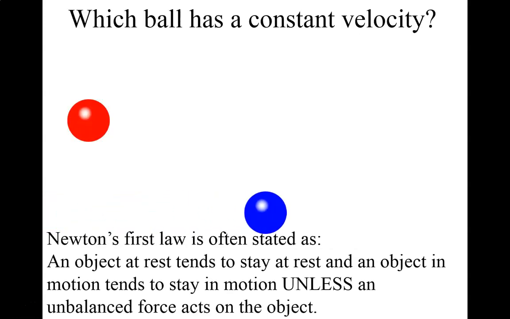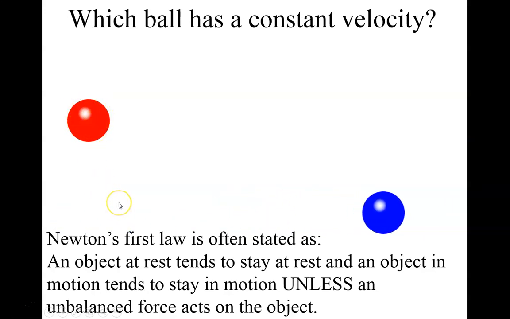So which of these objects has a constant velocity? Does the red ball have a constant velocity? Is its velocity changing? No, its velocity is 0, and it's staying 0, so we'd say it has a constant velocity. So there are balanced forces only acting on this object, or no forces.